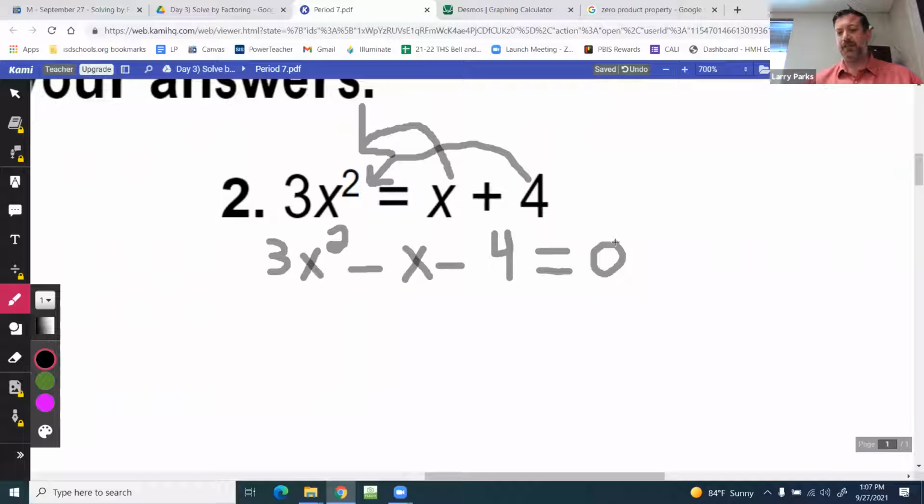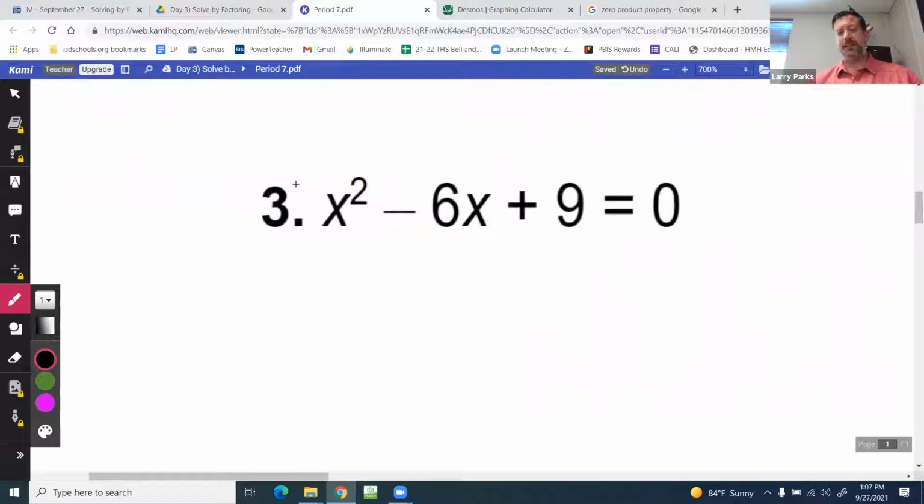So now it's in standard form. You may be thinking, why didn't you just move this over here? Well, if at any time you can keep this number positive, that's better. So I wanted to keep 3 as positive. That's why I moved both of those over there. So now it's in standard form.